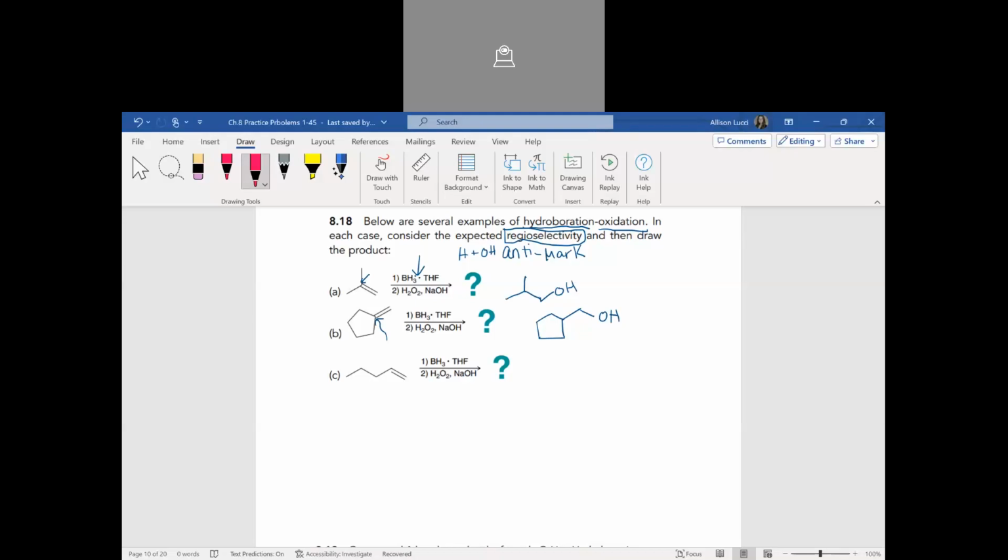Our last molecule, so we have the more highly substituted position over here, we'll get the H. Less highly substituted position, we'll get the OH. So that, again, will be on a primary position instead of a secondary. So these are our 3 predicted products with hydroboration oxidation reactions, which our regioselectivity would be anti-Markovnikov addition of H and OH.